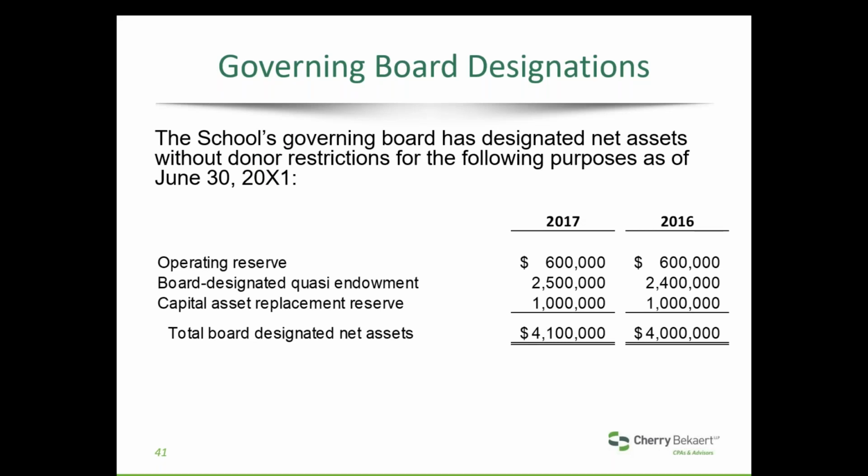So here's one where it's showing what your total board designated net assets are, which includes the board having set aside a piece for an operating reserve, the quasi-endowment, and then a capital asset replacement reserve. And the total board designated net assets of $4.1 million may tie to the face of the financial statements if you just show what's board designated, but that's not required.